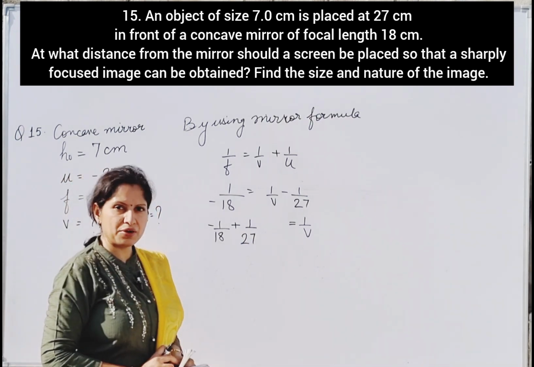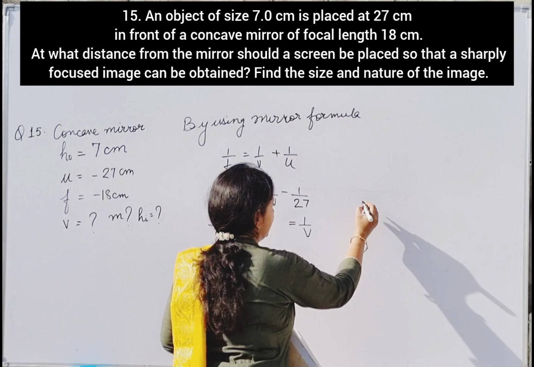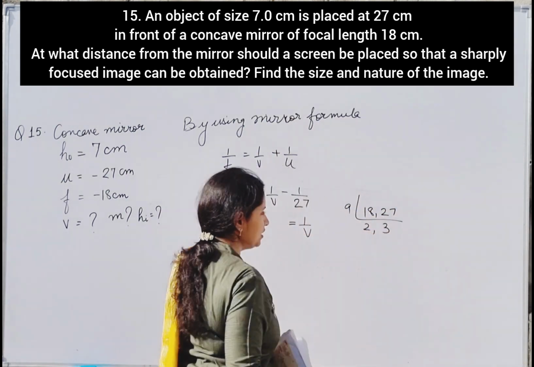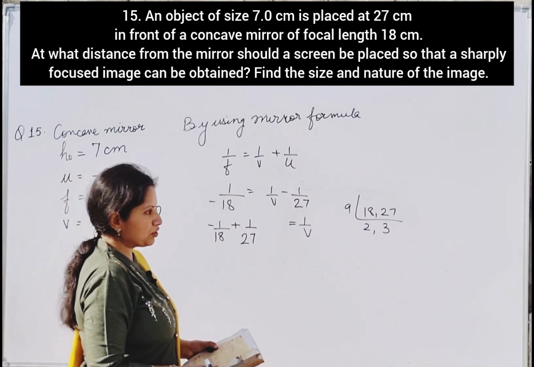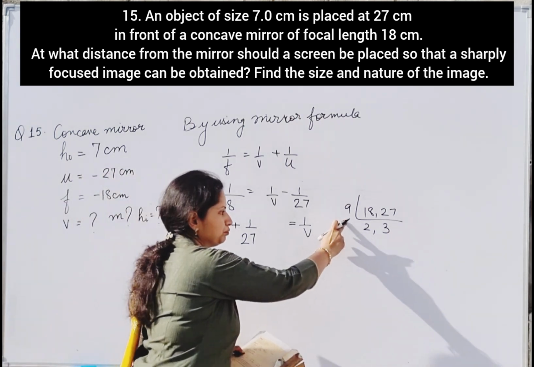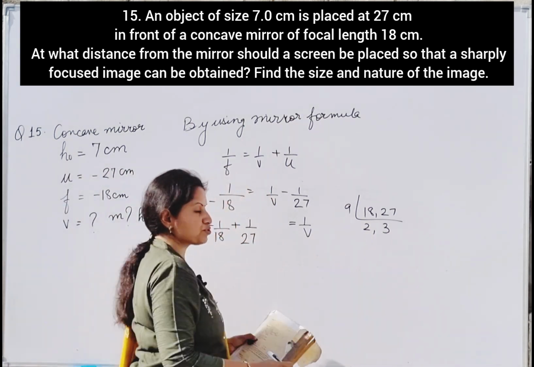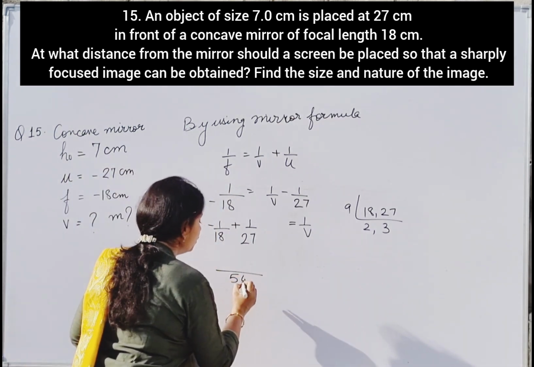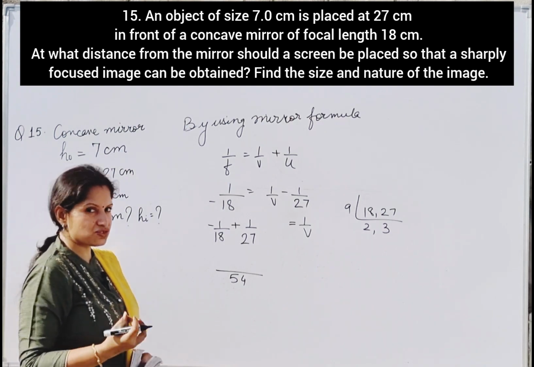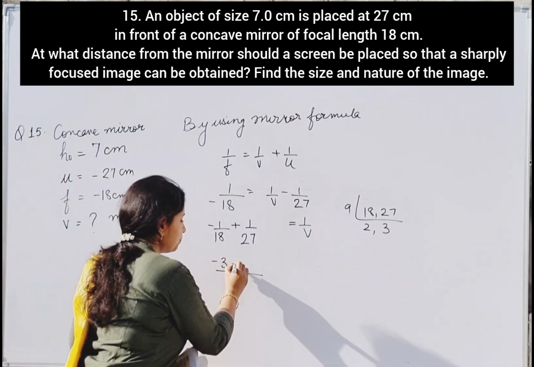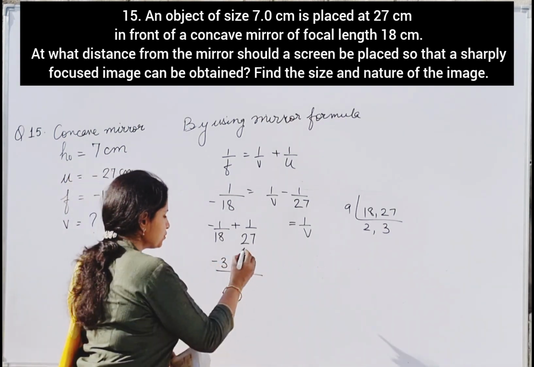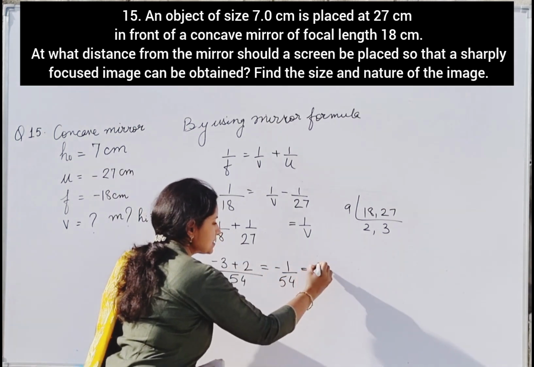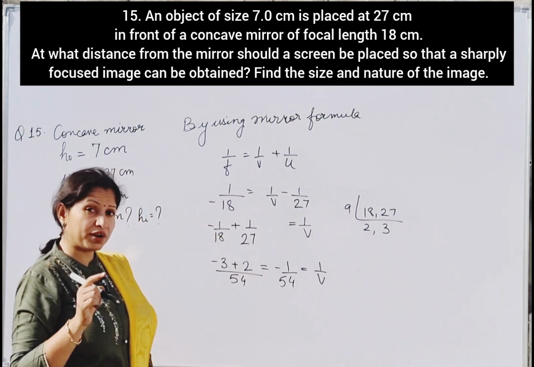Okay. 18 and 27. Now you have to calculate the LCM. So 18 and 27 both come in the table of 9. 9 2s are 18 and 9 3s are 27. So the LCM is going to be 54. 9 3s are 27, 27 2s are 54. So by that we can calculate the LCM, that is 54. And in the table of 18, 54 comes 3 times. So it's minus 3 plus 27 2 times is 54. So it's plus 2. And that comes out to be minus 1 upon 54. That is the value of 1 upon V.